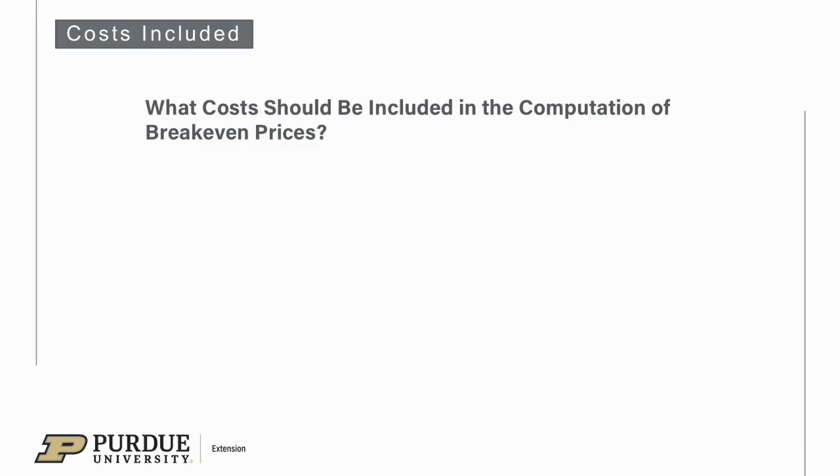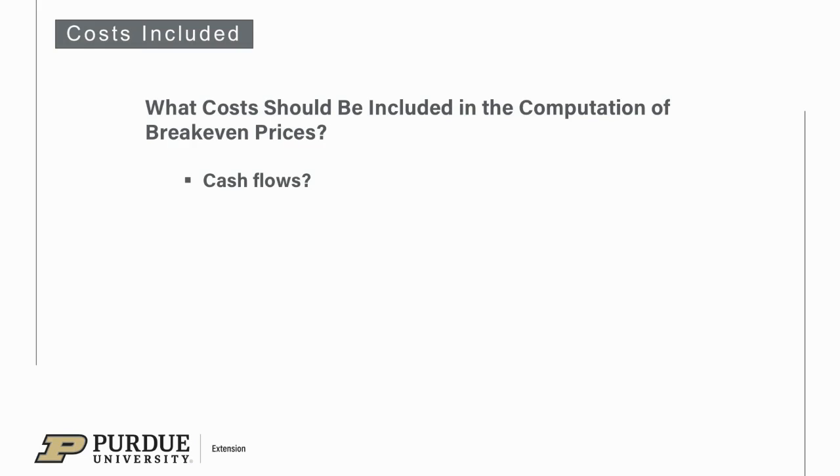What costs should be included in computation of break-even prices? This is very important, particularly if you're looking at a publication that's talking about break-even prices: you figure out what they're talking about. Quite often I'll run into people who say, well, my break-even price for corn is $3, or $3.50. The next sentence out of my mouth is, what costs have you included in that break-even price? It varies all over the board in terms of what people use to compute break-even prices.